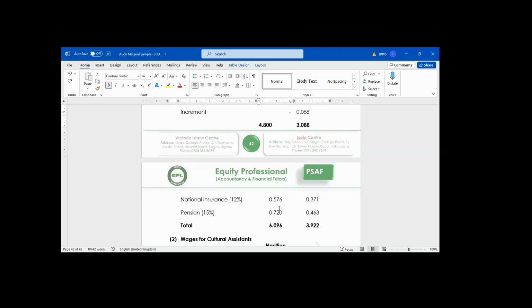At the end of the day, when you add insurance plus pension to the salaries, it gives you what? 6.096 for one, and 3.922 for the other. When you add the two together, how much is it giving you?